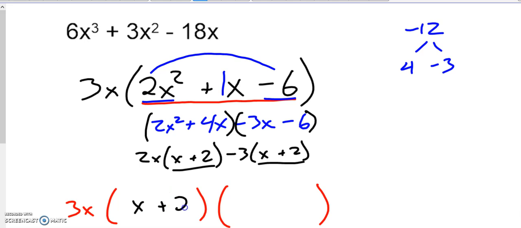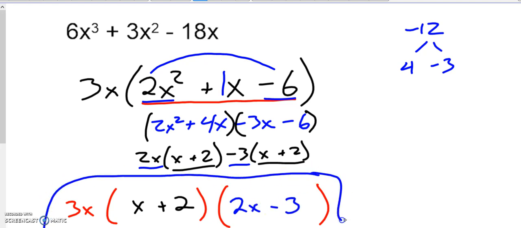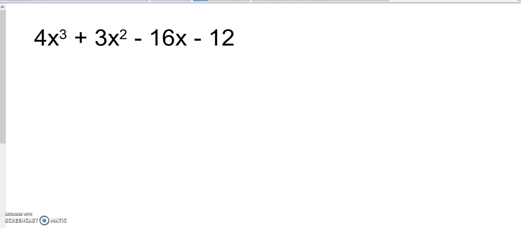That could go here. It could also go in the second one. It doesn't matter. And then we have 2x minus 3 left over, and this would be our factored answer. Okay? So there we had to do a GCF and then factor the trinomial. All right, 2 more examples.